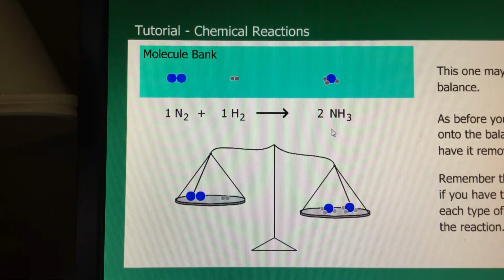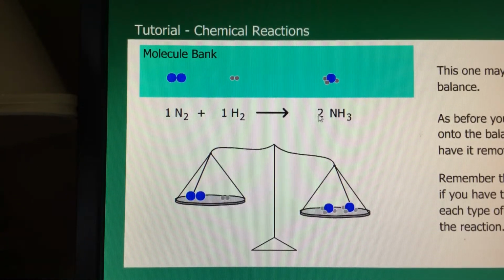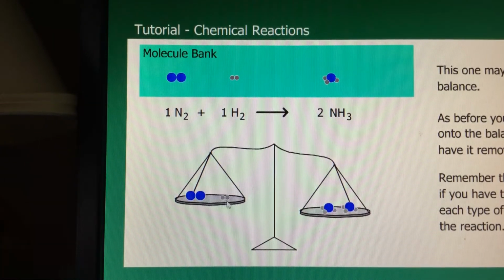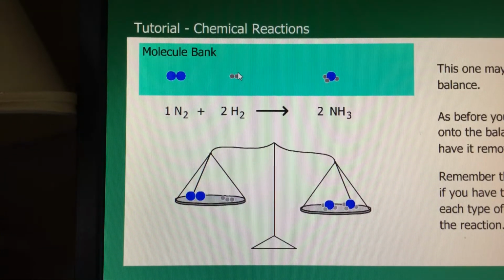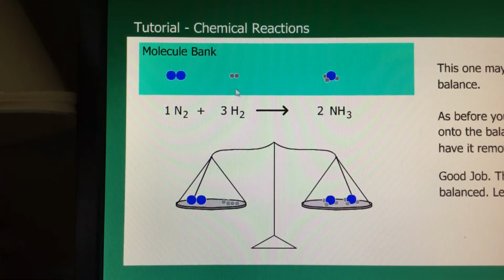What about the hydrogen? We have 6 hydrogen, 2 times 3. We have 2 molecules of ammonia. So you have 3 hydrogen here and 3 hydrogen here. So we need 6 hydrogen on both sides. Here we only have 2, 1 molecule, 1 diatomic molecule. So let's add a couple more hydrogen. Now we have 4. Now we have 6. All right, so now the reaction is balanced.